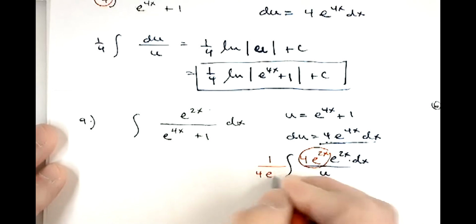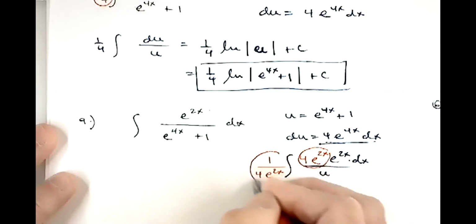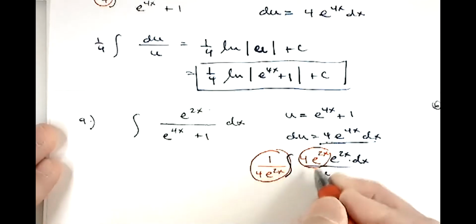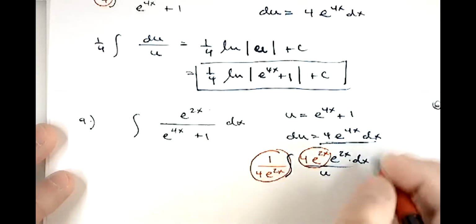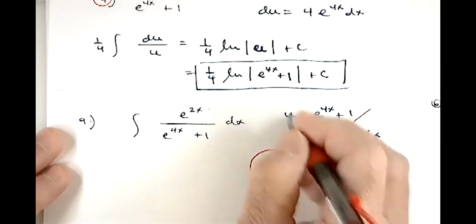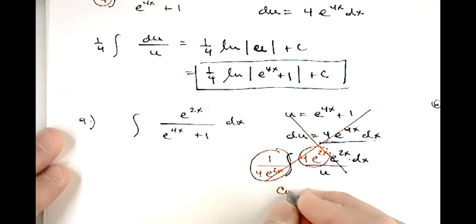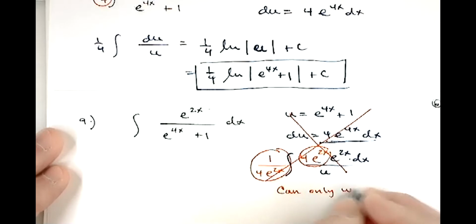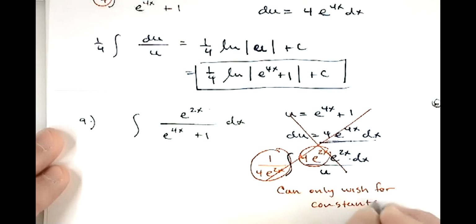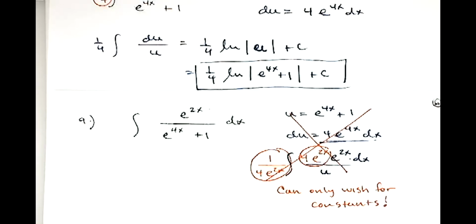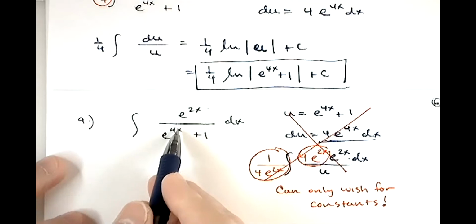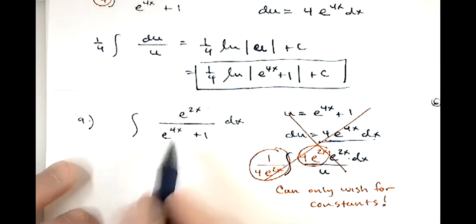Here's the deal. While in life, you can wish for whatever you want to, for these integrals, you're only allowed to wish for constants. So I'm going to X this out and say, can only wish for constants. Okay, so that would not be allowed. And here's what I'm showing you, that sometimes things don't always work. You can't settle on a single rule that's going to work every single time.